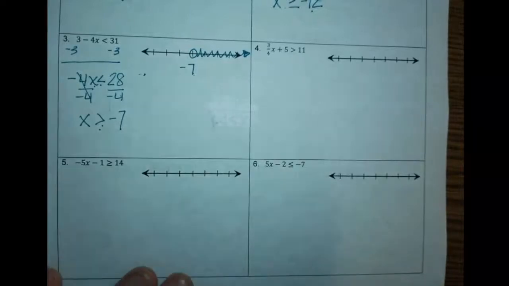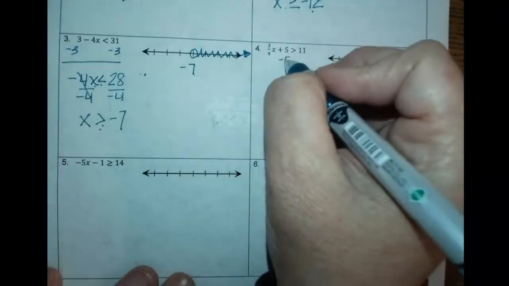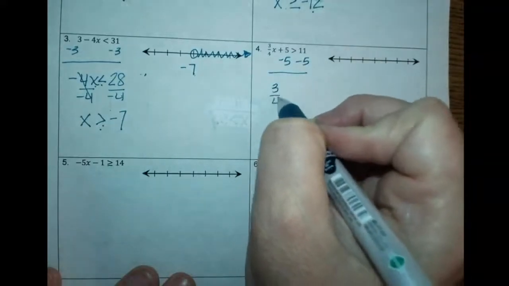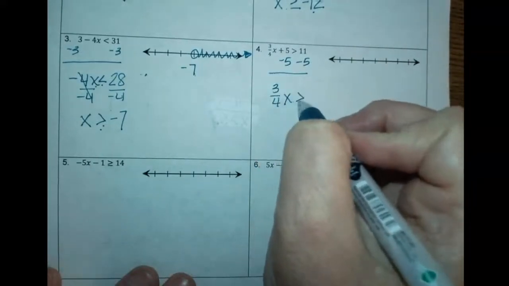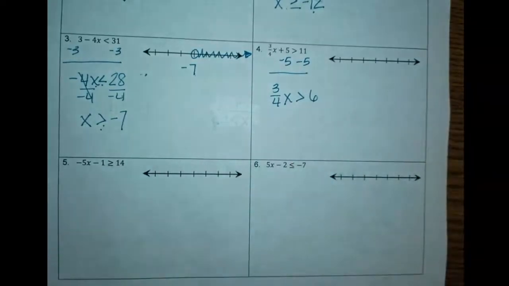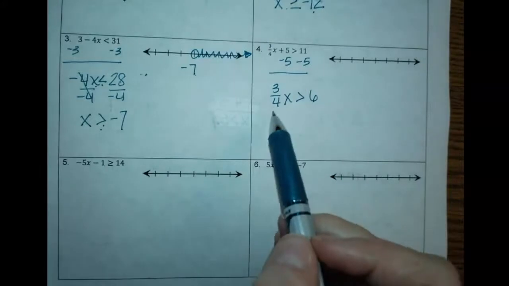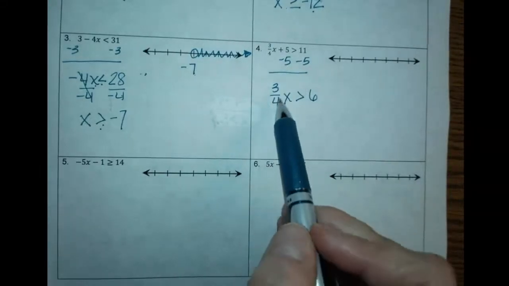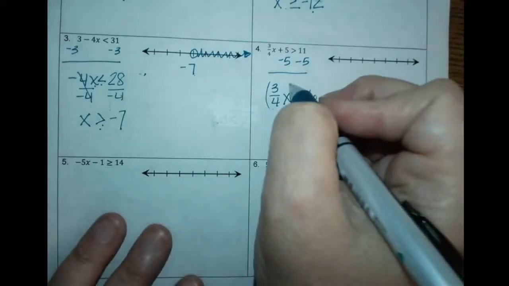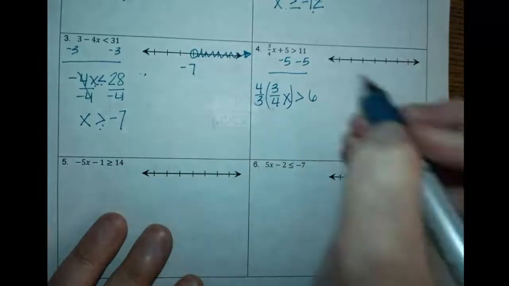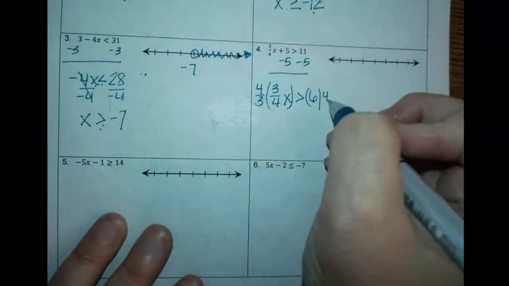Let's isolate the x. We're going to subtract 5 to get us started, and we have 3 over 4x is greater than 11 minus 5, which is 6. There are a couple of ways to get rid of this fraction in front. Because we want the entire fraction to go away, I'm going to multiply by the reciprocal, 4 divided by 3.